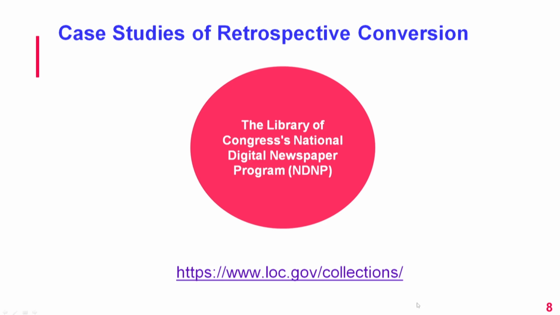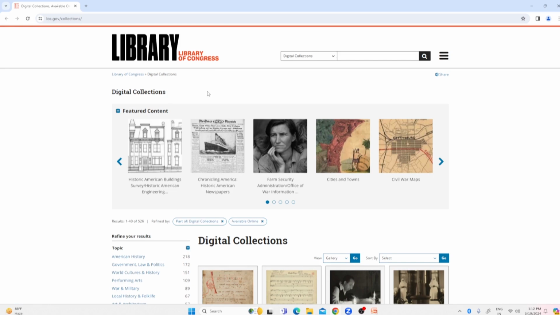Let us discuss in detail one of the ambitious projects of the Library of Congress, the NDNP project. So we will see it live. You can just click on this particular link, or you can type this URL address. So I am just clicking on this link. This will take us to the Library of Congress, that means their digital collections, here you can see.